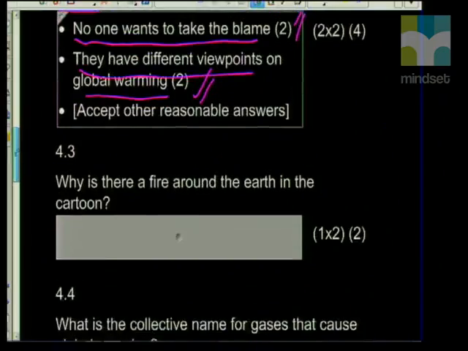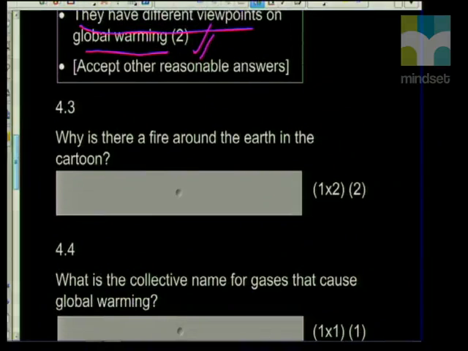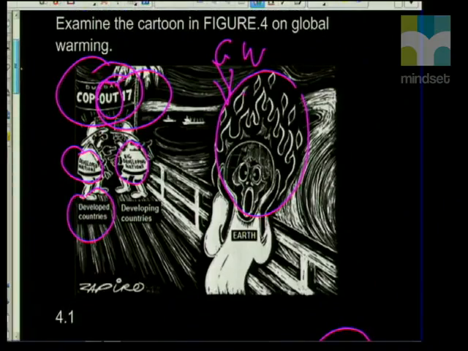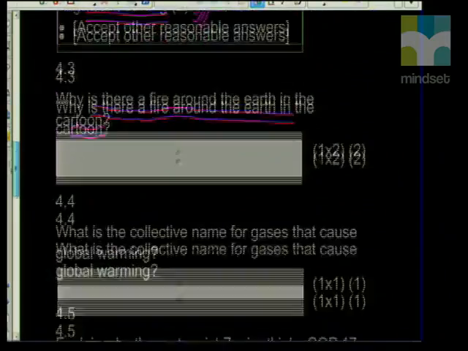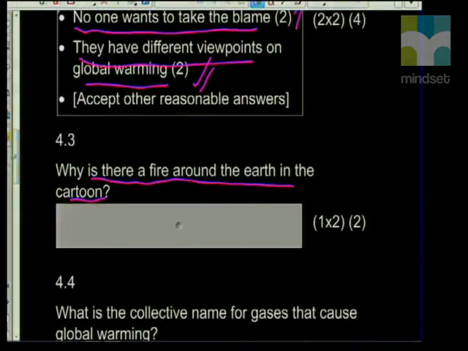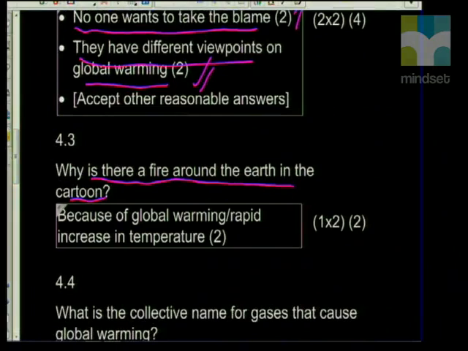All right, there comes a famous one. Why is there a fire around the earth in the cartoon? And you know immediately, it shows the earth is heating up. It's not on fire, it's heating up. And it represents global warming. So our answer is very clear there: because of global warming, rapid increase in temperatures. But the more correct answer here is, it's representing global warming.